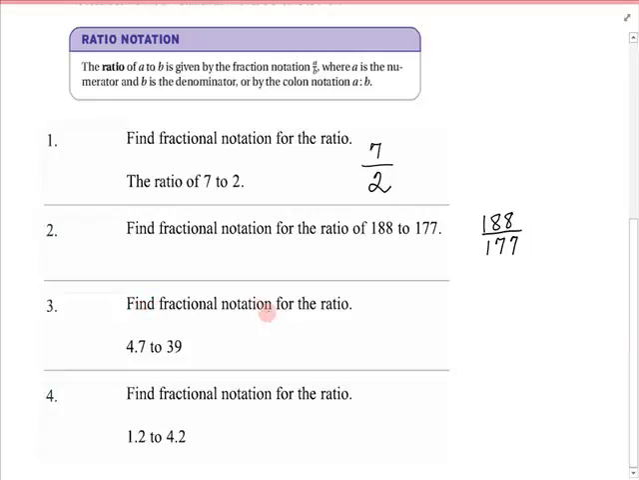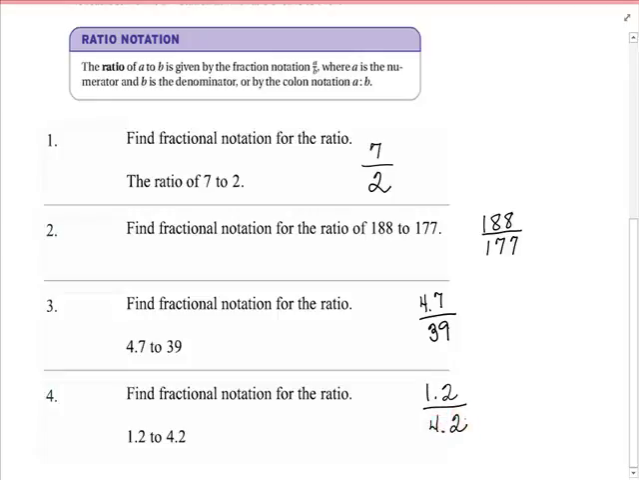Next one, find fractional notation for the ratio 4.7 to 39. And finally, find the fractional notation for 1.2 to 4.2.